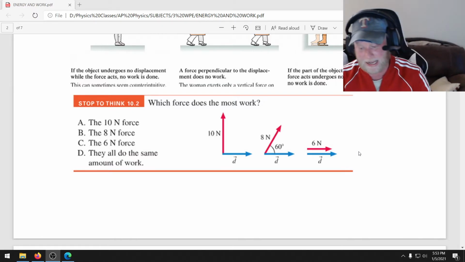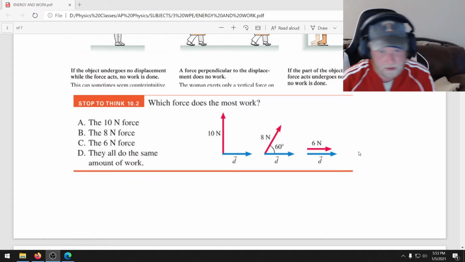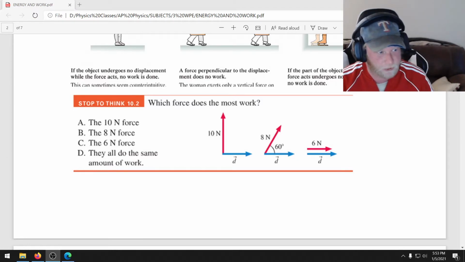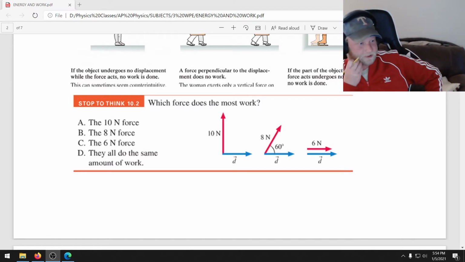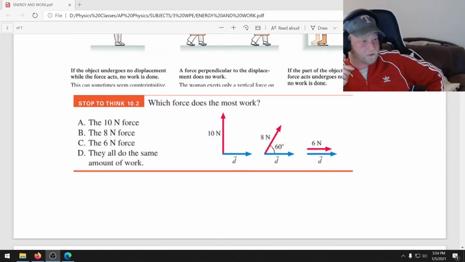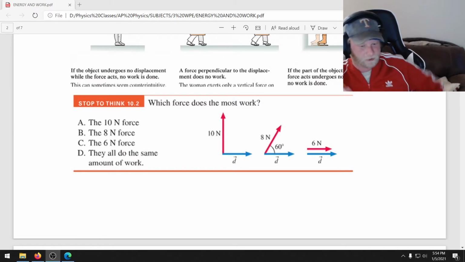So if you look at the first one here, the 10 Newton force is a vertical force. None of it exists within that horizontal dimension, so that 10 Newton force does zero work, right? No work is done by that 10 Newton force. Now, in the second one, we've got an 8 Newton force that is being exerted at a 60-degree angle. So if you take 8 newtons times the cosine of 60, you get 4 newtons worth of force that exists within that horizontal dimension.